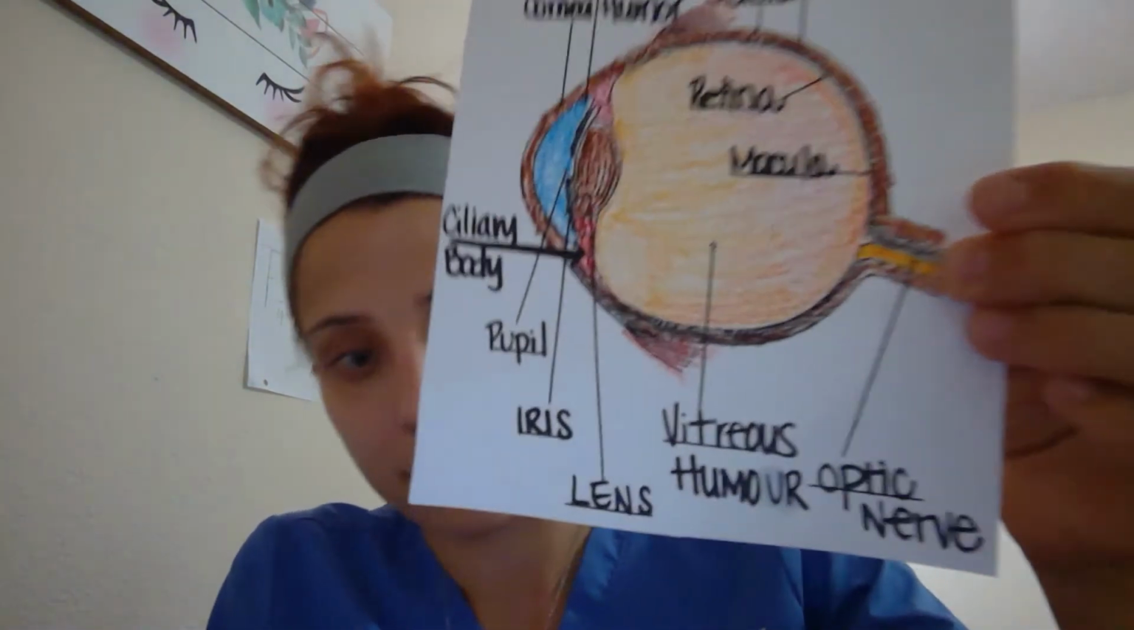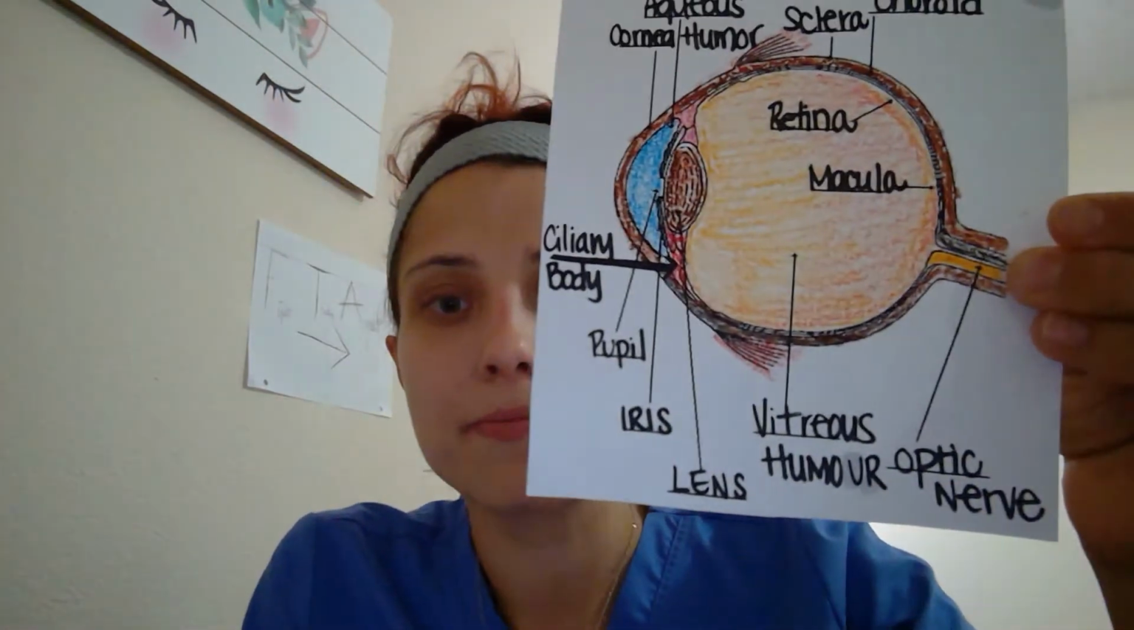Next is the optic nerve, which lies towards the posterior of the eyeball. The optic nerve will transmit the electrical signals from the retina to the brain, helping them recognize those signals as images.